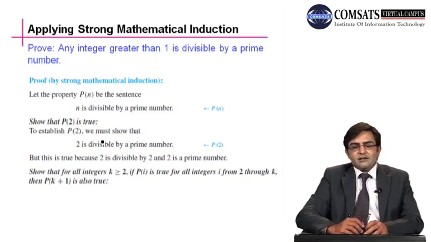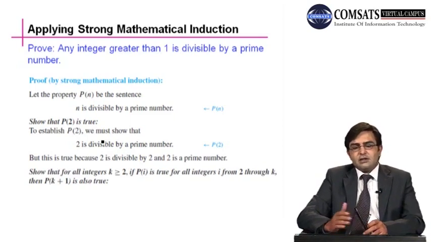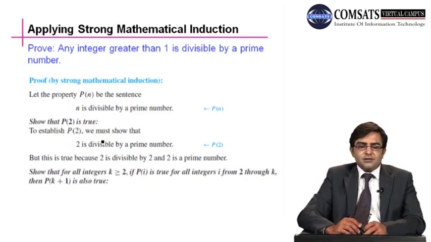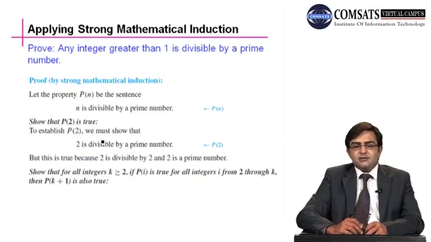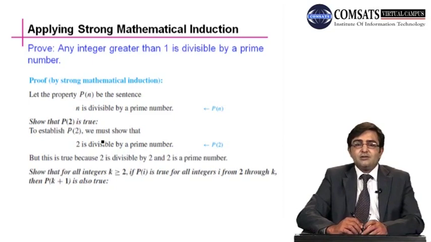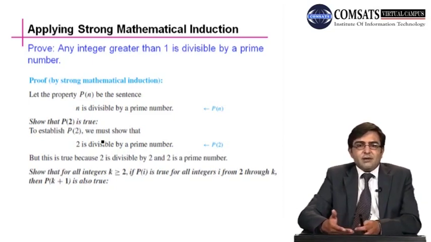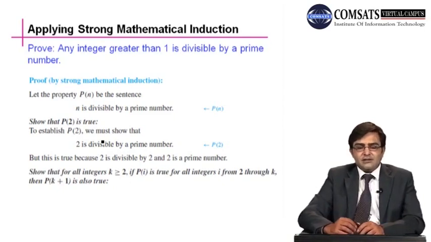So we have to prove that p of 2 is true, p of 3 is true, and so on. Show that p of 2 is true. To establish p of 2 is true, we must show that 2 is divisible by a prime number. As 2 is a prime number, 2 is divisible by a prime number, 2 is divisible by 2. So we can say that p of 2 is true.